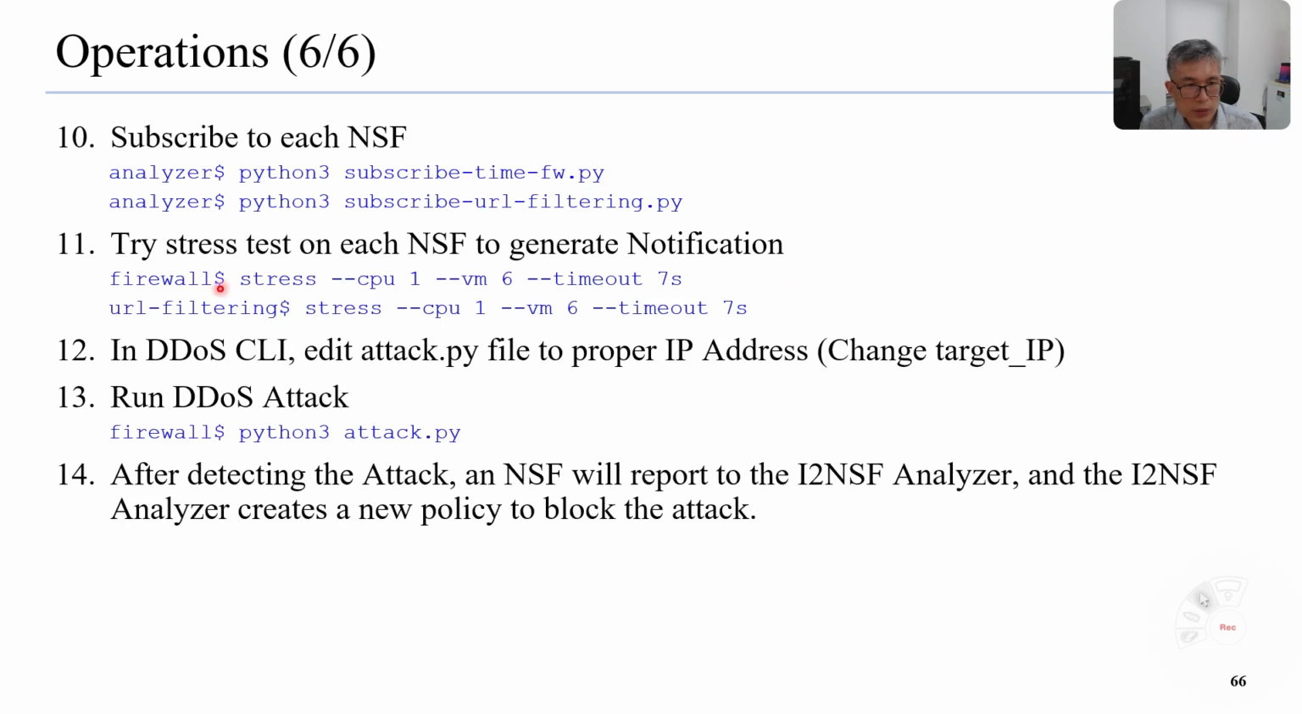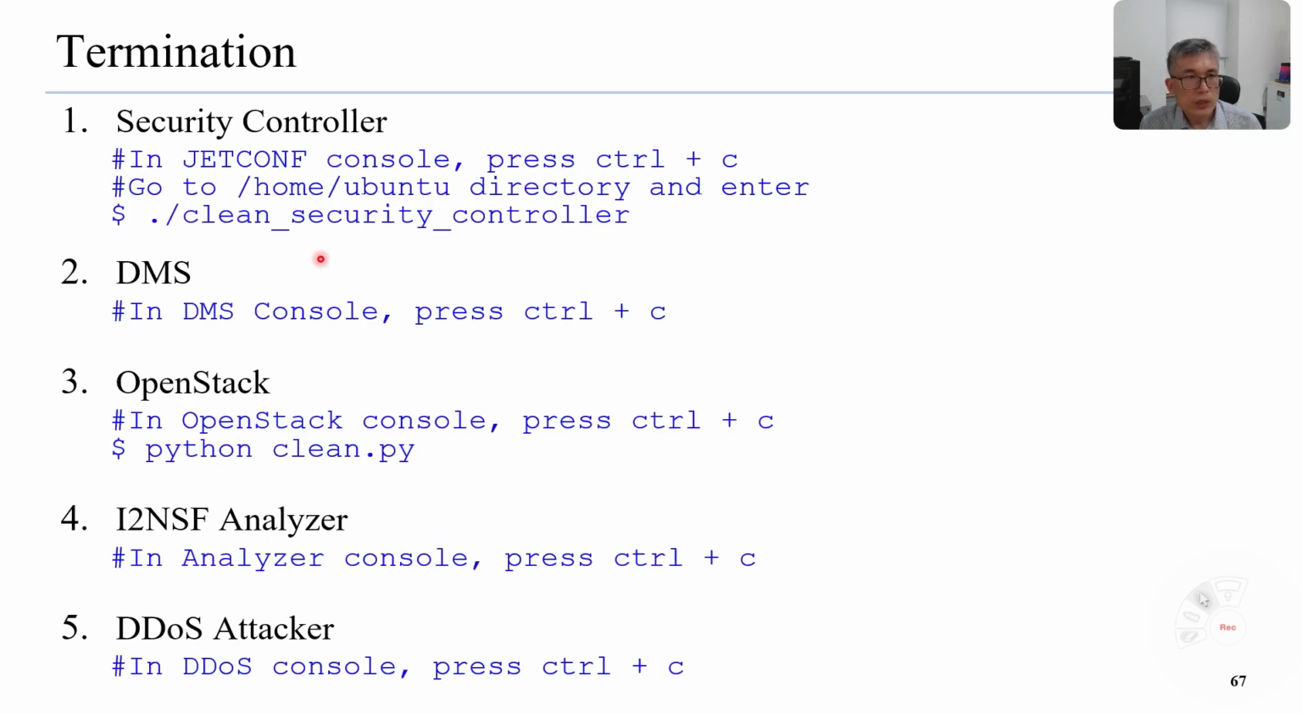So in the DDoS client, edit the attack Python file to the purple IP addresses, and this is the actual DDoS attack. Run python3 attack.py. Then after detecting the attack, the NSF will report to the I2NSF analyzer, and the I2NSF analyzer creates a new policy to block the attack.